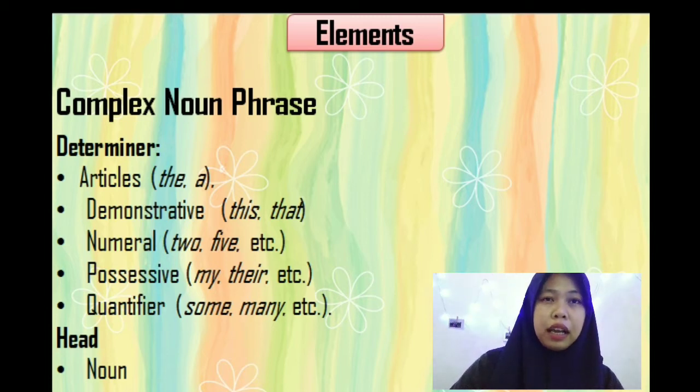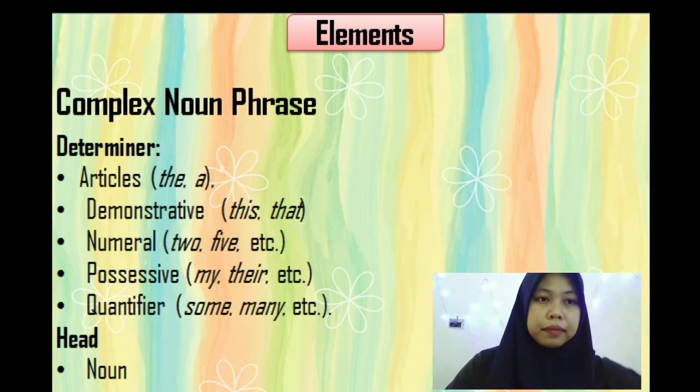For the numeral, it's like 2, 5, and etc. For possessive, there are my, their, and etc. And the last is a quantifier, it's like some, many, and etc. For the head, of course, it will be same, because the point of this element is the noun phrase, right?